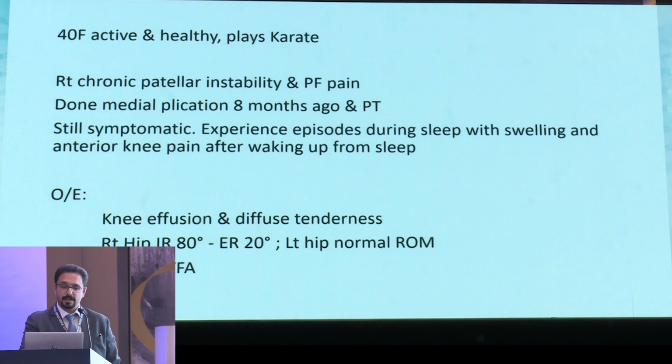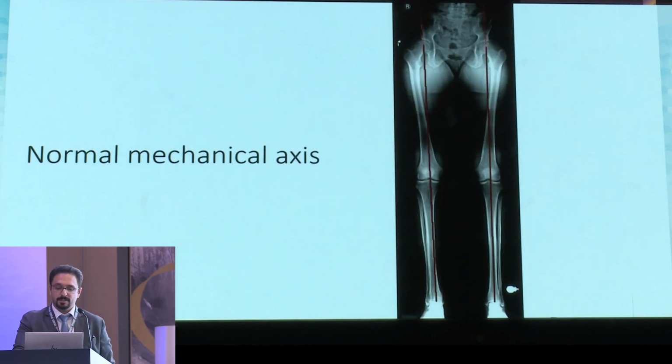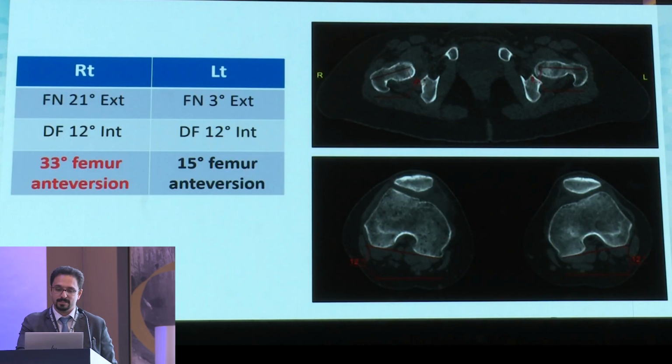Okay, so this is a 40-year-old female who plays karate, very active. She's been having patellofemoral instability on one side, on the right side, and she had what is very commonly done by our senior surgeons here, VMO plication and arthroscopy, and she's been still suffering from the same problem. On the right side, she has internal rotation of the hip of 80 degrees and external rotation of 20 degrees, and on the left side, it's a normal hip range of motion. Normal mechanical axis, you should always consider in patellar instability. She has normal mechanical axis. We do rotational profile, it validates our physical examination.